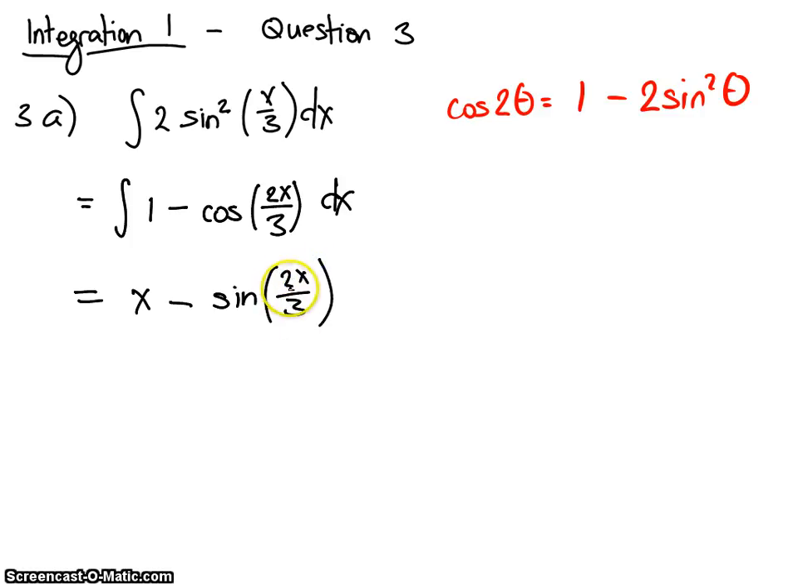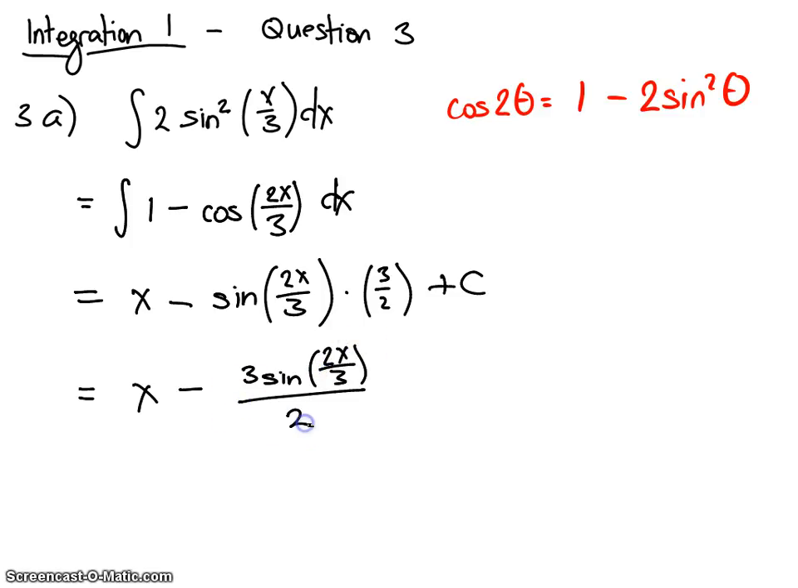But of course 2x over 3 has to be taken into account. That usually would have come out during a differentiation. So I need to multiply by 3 over 2 in order to make it disappear when I differentiate. And of course, as with any integration, I have a plus c. So what does that leave me with? That leaves me with x minus 3 sine 2x over 3 all over 2 plus my constant of integration.